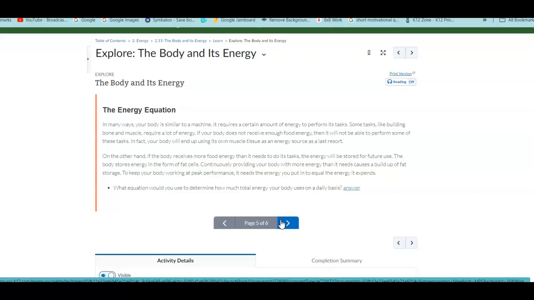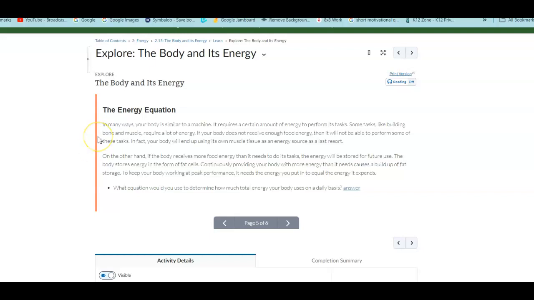So we've answered guiding question 3, and now we're looking at 4, the energy equation. In many ways, your body is similar to a machine. It requires a certain amount of energy to perform its tasks. Some tasks, like building bone and muscle, require a lot of energy. If your body does not receive enough food energy, then it will not be able to perform some of these tasks. In fact, your body will end up using its own muscle tissue as an energy source as a last resort.